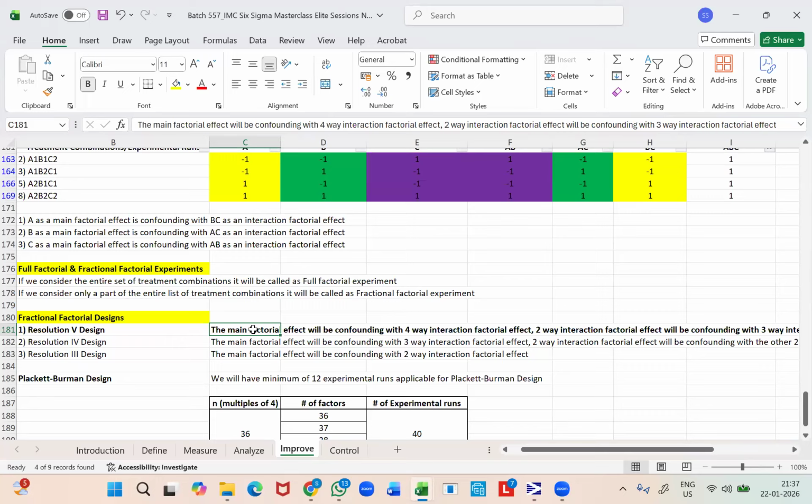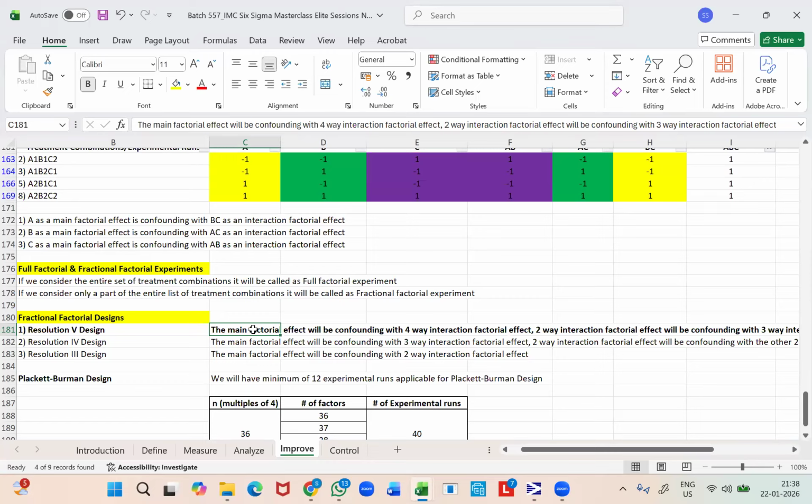So resolution 4 design, now that we have seen resolution 5, so we will also look at resolution 4 and resolution 3. Even though we may not get any question pertaining to resolution 4 and 3, let us just look at it. So resolution 4 design means what? We will have 4 experimental factors considered for the experiment. So just consider 4 fingers, one of your hand. So what are the different combinations that we can come up with?